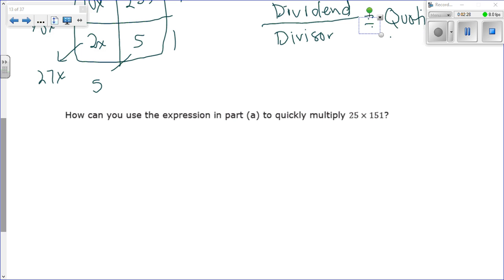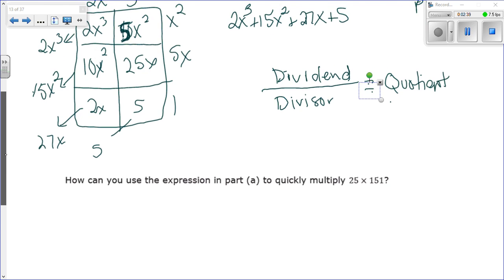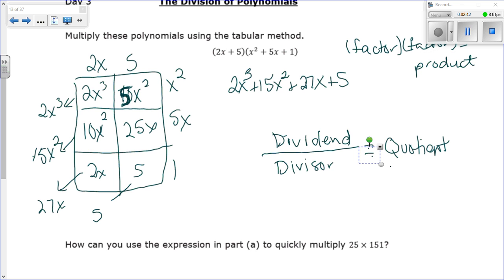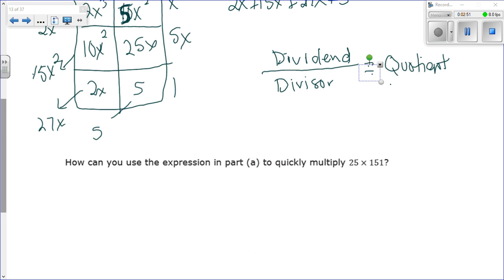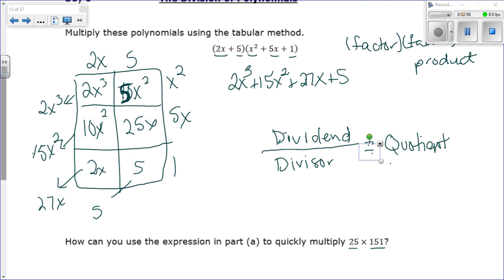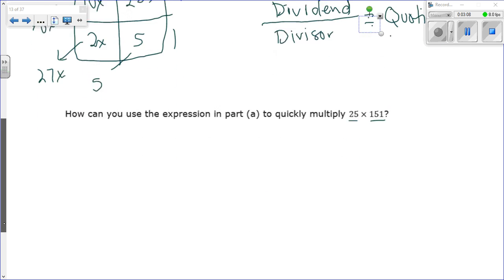How can you use the expression in part A, which is the one right up above us, to quickly multiply 25 times 151? Well, if you go back and look at the actual problem, it was 2x plus 5, and then x squared plus 5x plus 1. Those coefficients match with what we have here, 25 and then 151. If I were to put a 10 in place of x, that would give me a 20, and then 20 plus 5 would give me 25. And I'm going to do that.